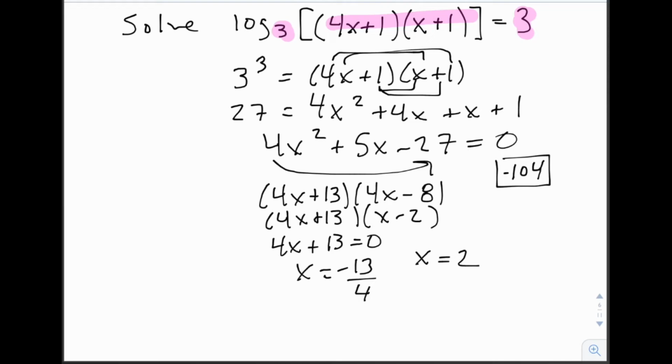In this case, we will have a negative 13 divided by 4. If we plug it back into our original, we will have 4 times negative 13 divided by 4 plus 1, which will give us a negative value, times negative 13 divided by 4 plus 1, which is also a negative value. So a negative times a negative will actually give us a positive in this case. So the x is equal to 2. That again will give us positive arguments. So in this case, it is safe to say we have both of these as solutions.